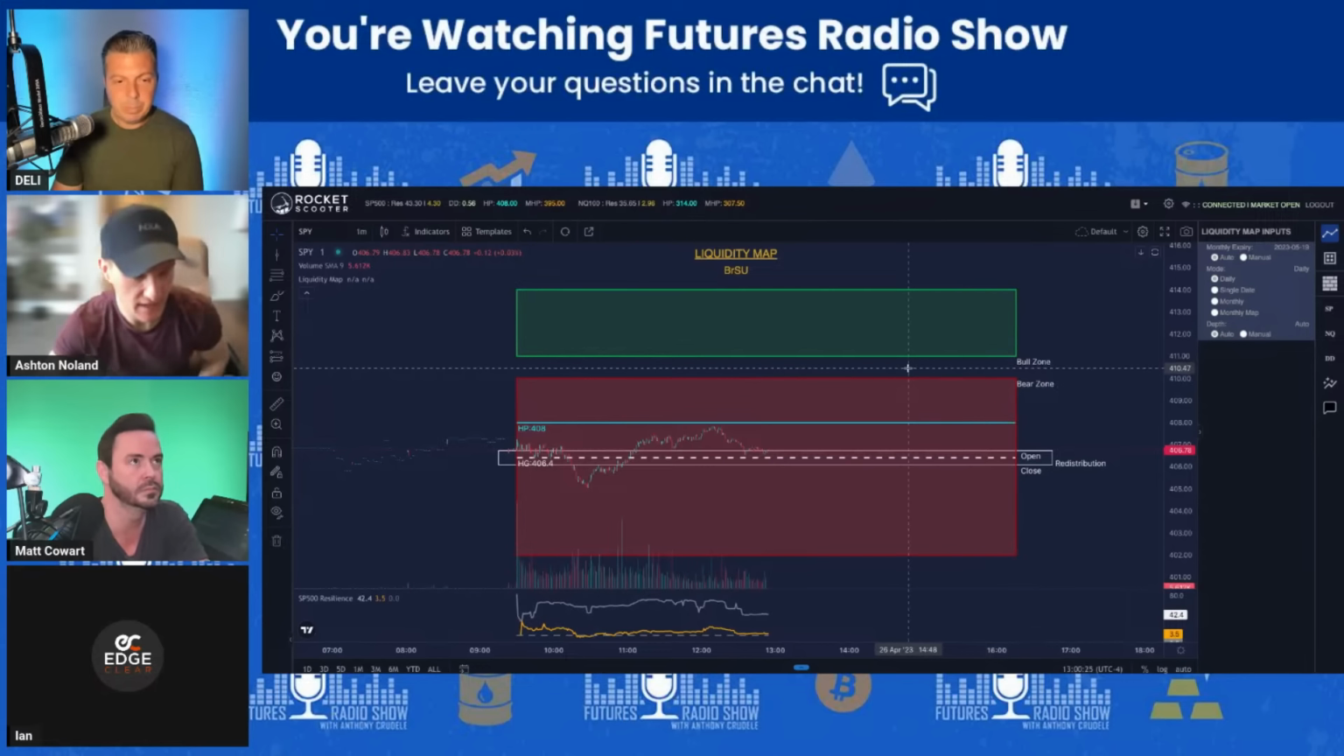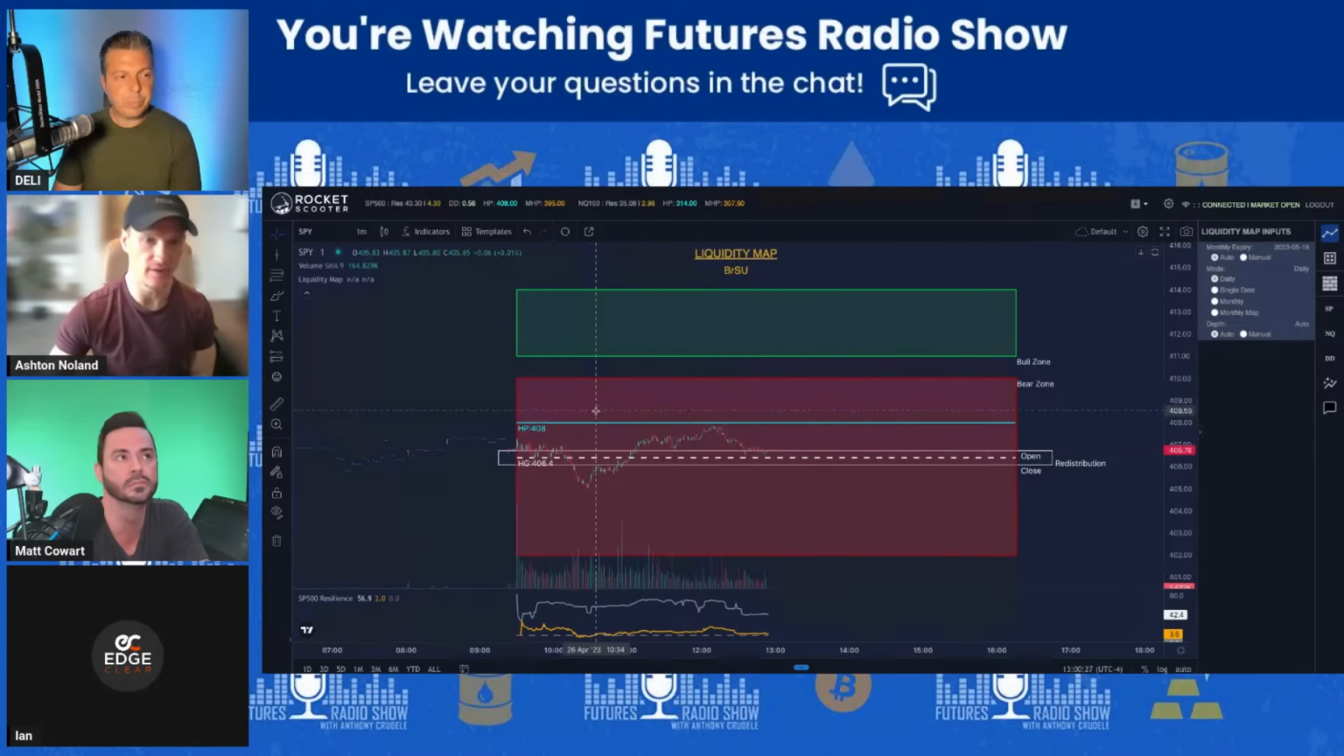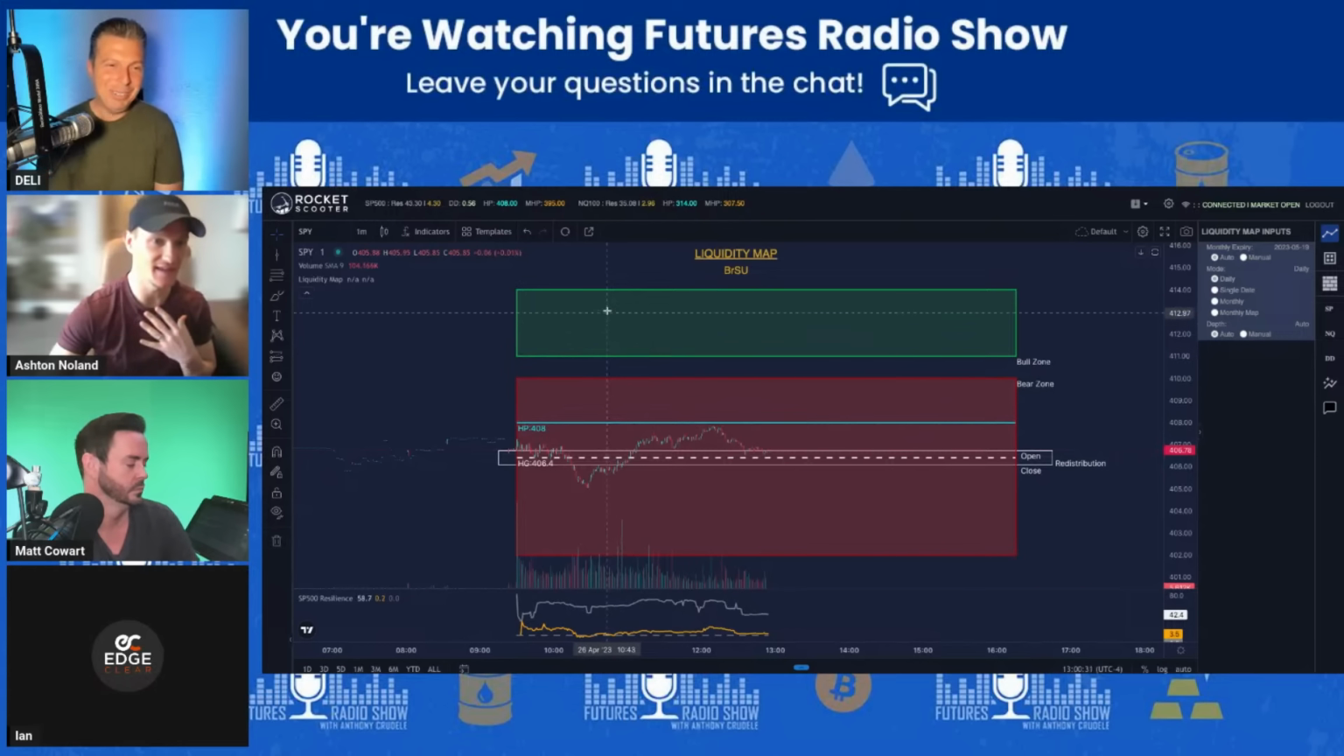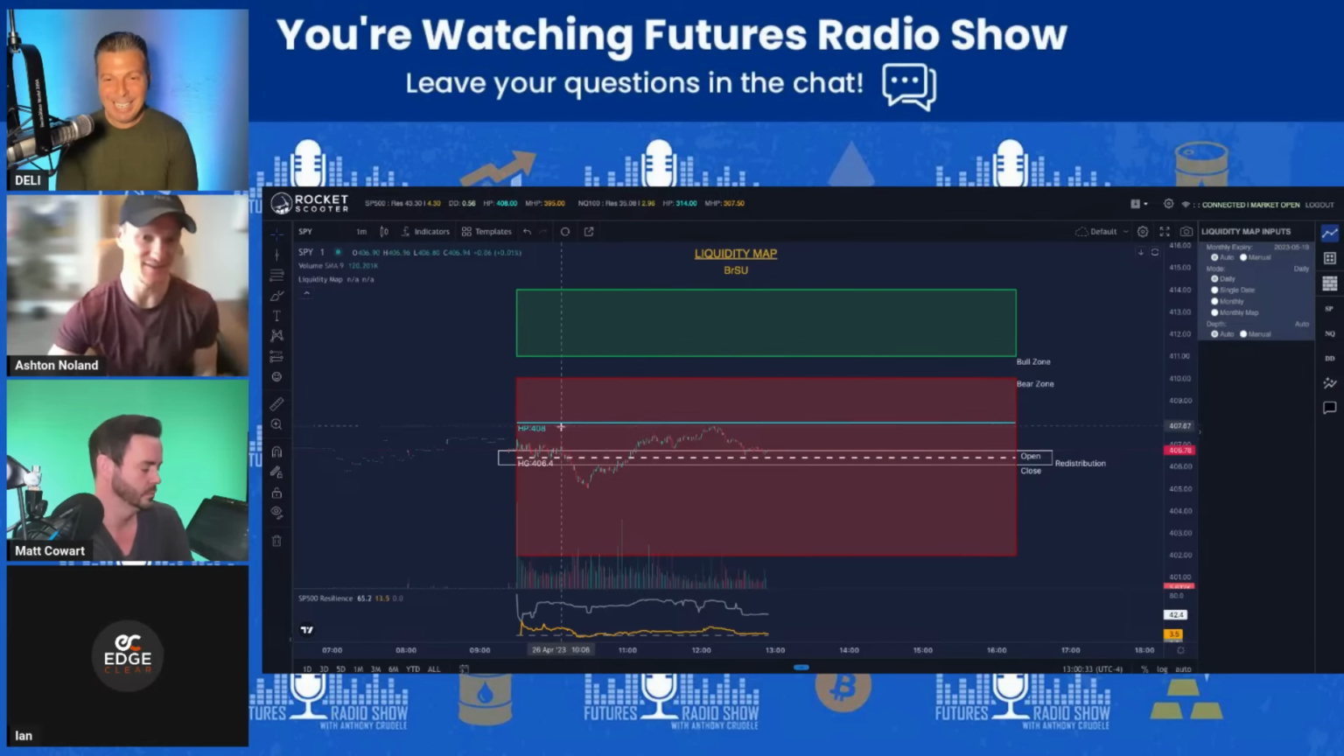Okay, so you guys will see my screen here, and you can see my bull and bear zones are different colors. I'm a colors guy. I like my bear zones to be red and my bull zones to be green, so I modify my charts accordingly. But this is what Matt was showing you guys, the same exact screen.